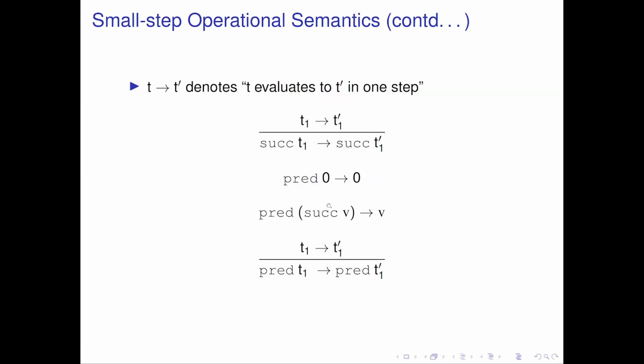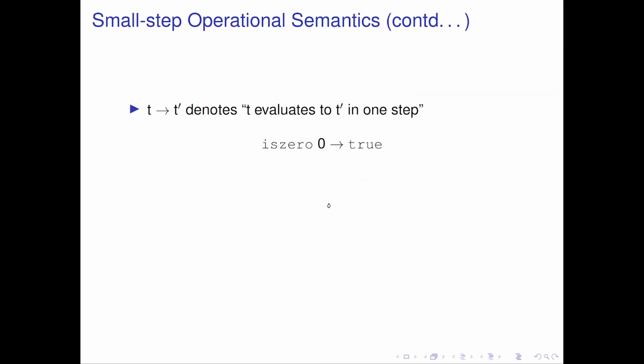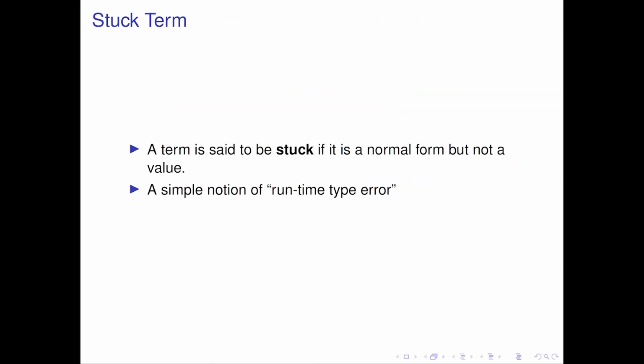And this is where we have the concept of error. Okay, so we have a runtime error. Our interpreter or evaluator will not know what to do with it. So you will throw an error saying that I do not know how to evaluate predecessor of true.